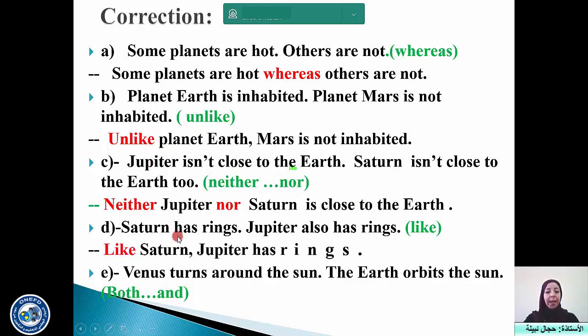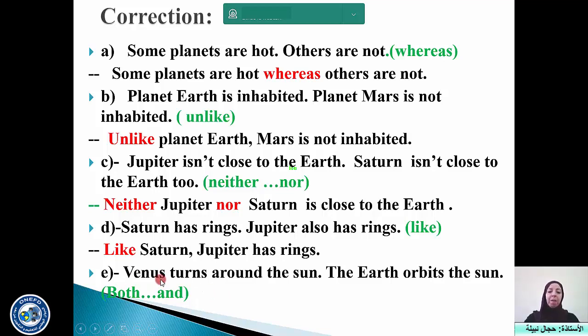Say, like Saturn, comma, okay, as I said, it's very essential. Jupiter has rings. We use the verb only once, since it's a common element for the two different elements that are Saturn and Jupiter. So it's not correct, for example, to say, like Saturn has rings, Jupiter has rings. This is a common mistake in pupils' answers. Okay, like Saturn, we remove the first verb, put a comma, Jupiter has rings. Okay, so this is the correct way for using like and and like.